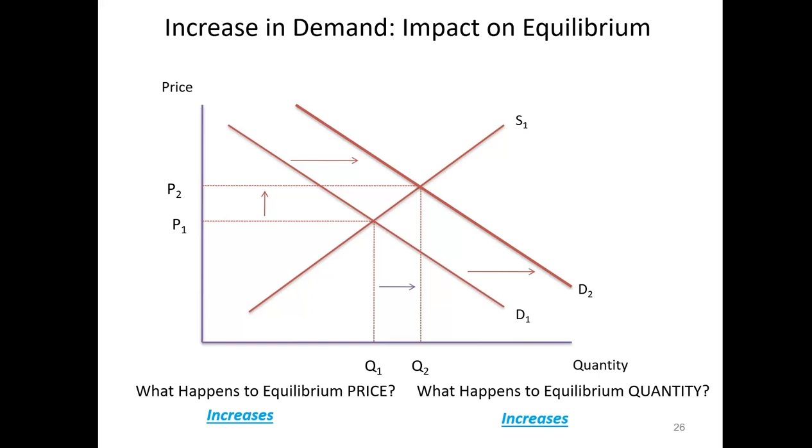And by the way, this is the most important thing to retain or understand leaving this chapter 3 for our course, being able to analyze what happens in markets or what's the expectation when demand either increases or decreases, or as we're about to look at, whether supply increases or decreases. How does that impact the market? So for demand, increase in demand, both price and quantity increase, decrease in demand, both price and quantity decrease.